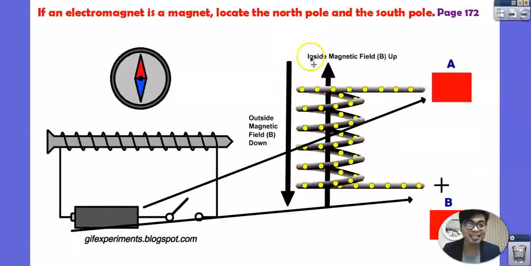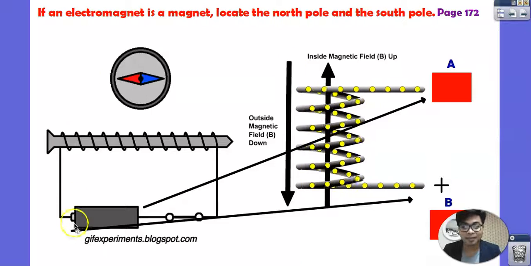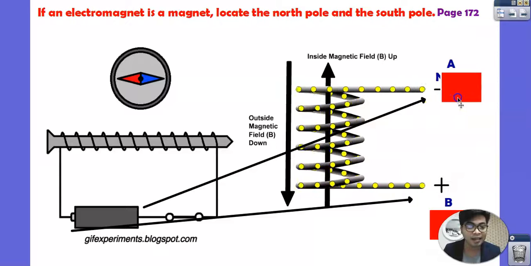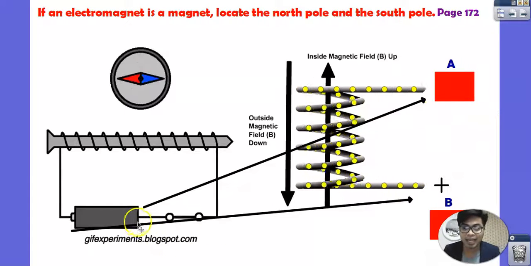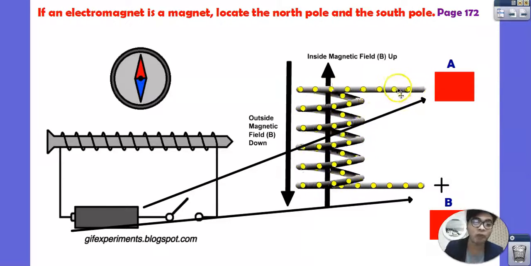Alright? So let's take a look at the poles of the electromagnet. Again, if it's a magnet, there should always be a pole. This part of the battery is the minus side, and this one is the plus side. The flow of the electricity is from the plus side. So this one is the inward influx of the electricity, and this one is the outward flow of the electricity.